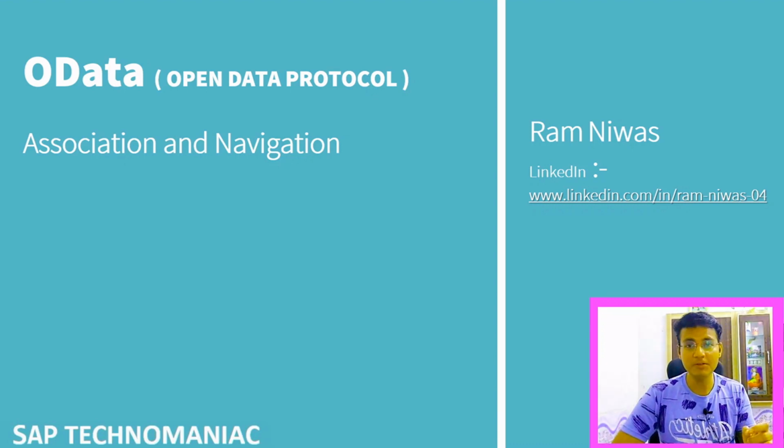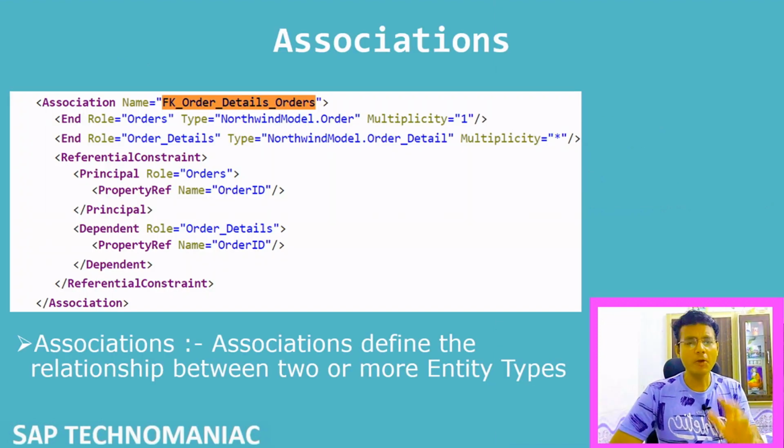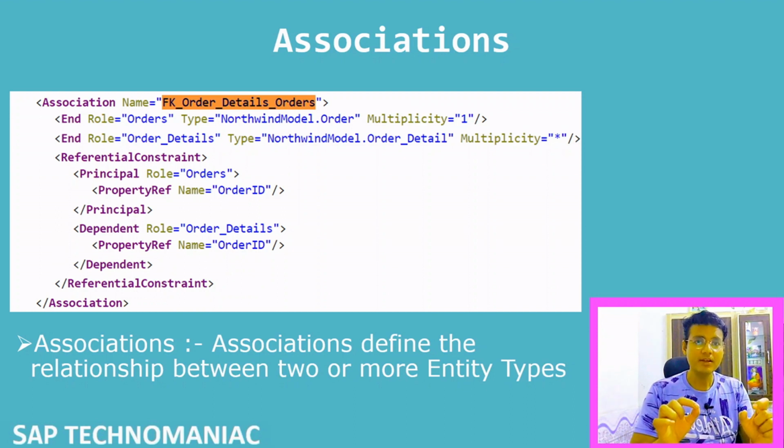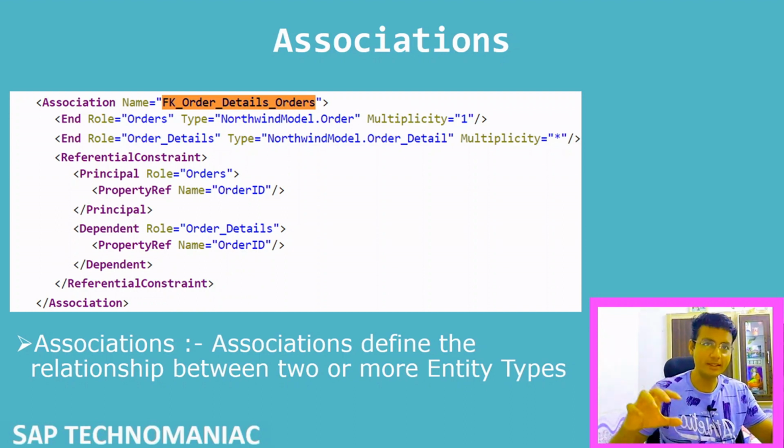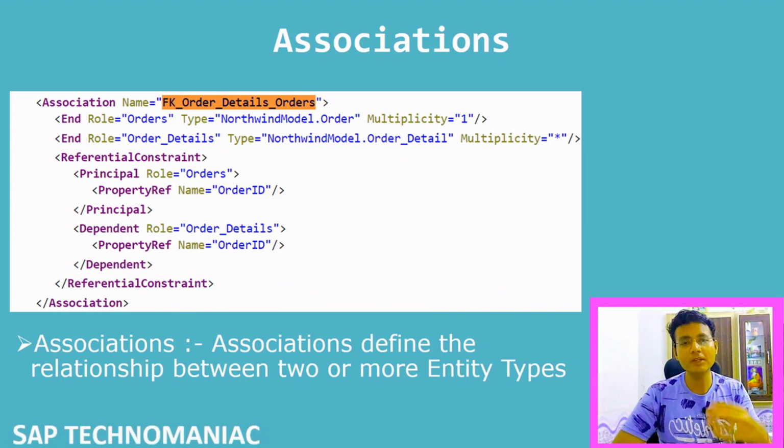In this video, we will talk about association and navigation. So we already know how to create the entity types. The association is the relationship between the two entity types. Suppose we have created one sales order entity type and another entity type we have created, order detail.